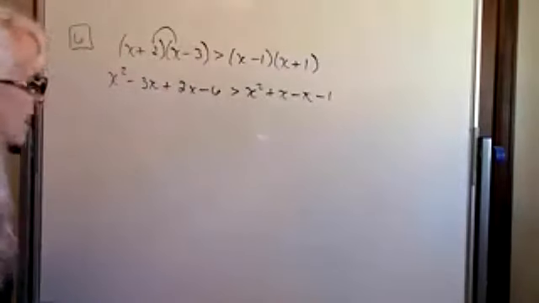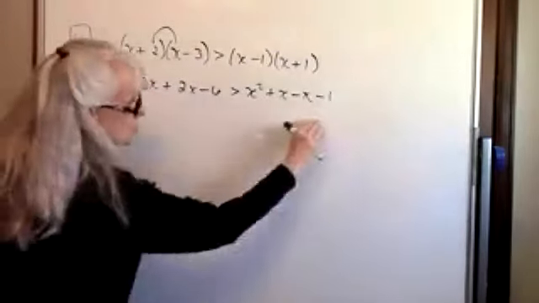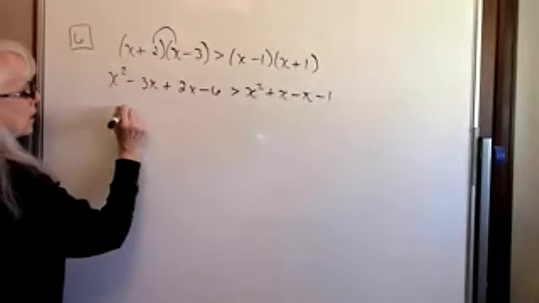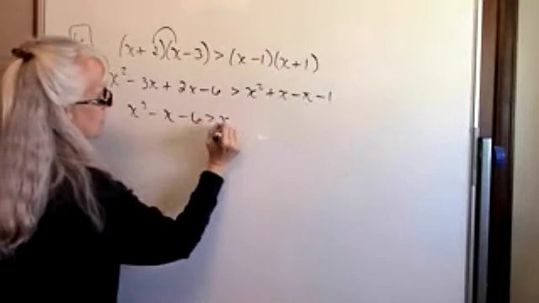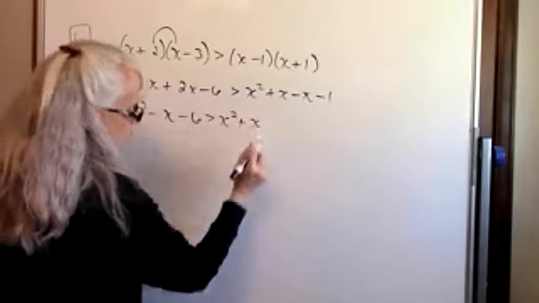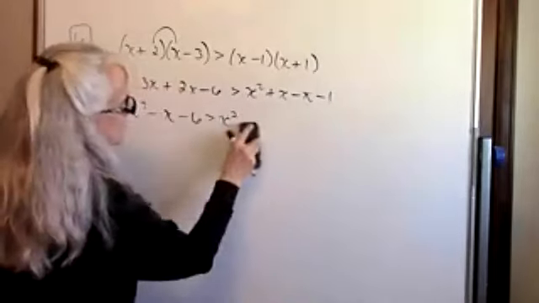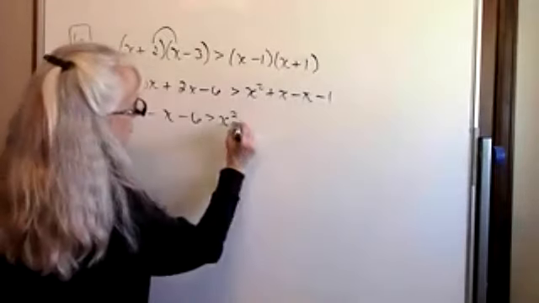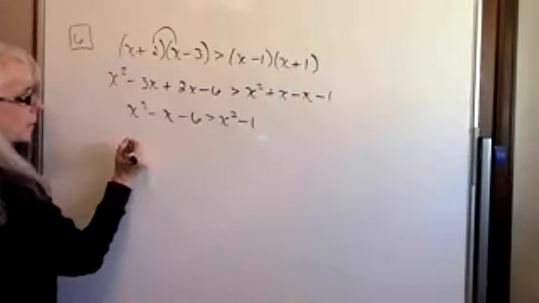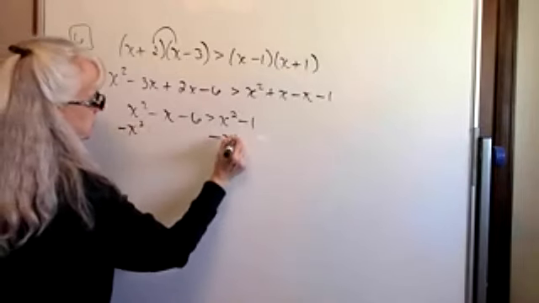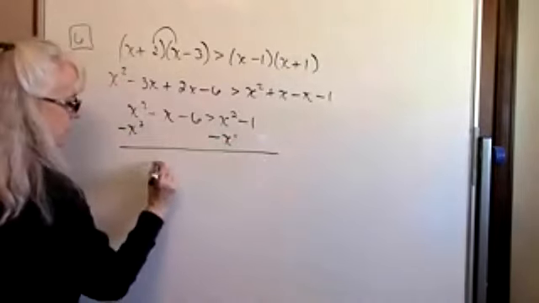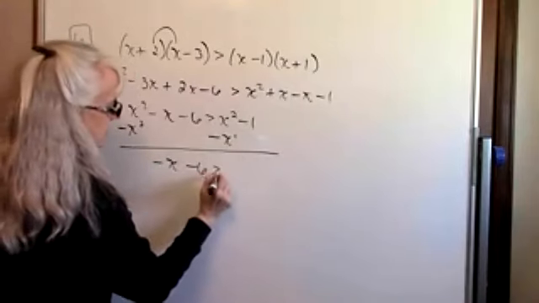Now we're going to clean that up. And some of you may not need to do that step. You can probably do this in your head. So x squared minus x minus 6 is greater than x squared plus x. Sorry, those x's cancel. So -1. Okay, well now we try and move the x squareds to the same side, and they're going to cancel out, which makes it a linear inequality with negative x minus 6 is greater than negative 1.